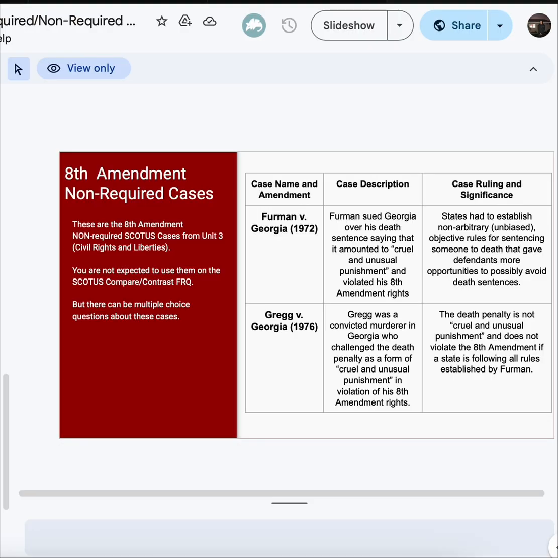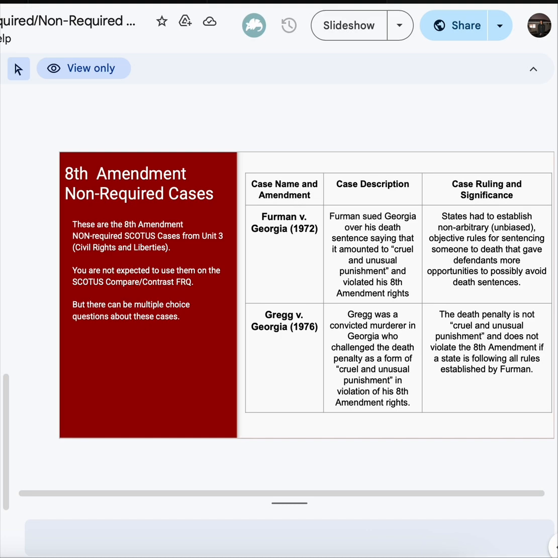It forced states to reform their death penalty laws, required clear, objective guidelines for sentencing, and it temporarily stopped executions across the United States. So I think the most important one right there was that they had to establish non-arbitrary, unbiased, objective rules for sentencing someone to death.